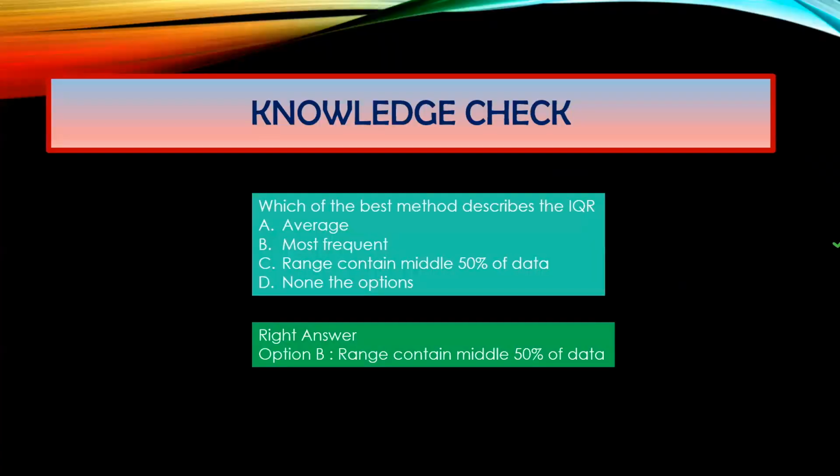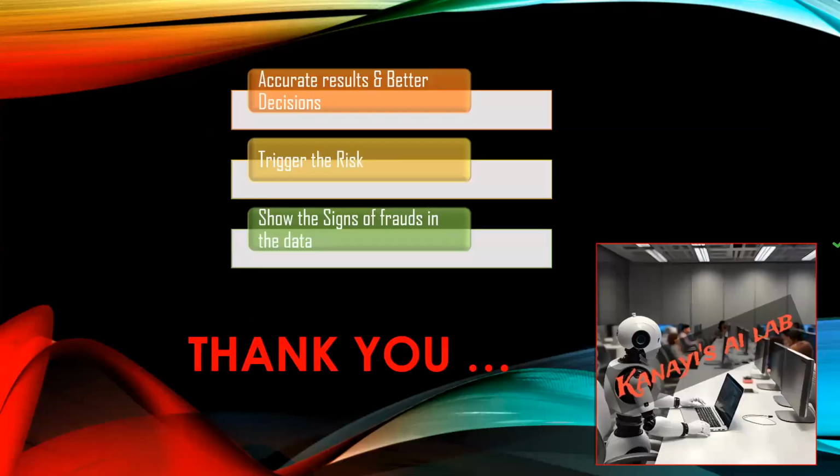So we will be taking a small summary now. The outlier finding and treatment are very crucial steps in data analysis. It helps more accurate results, which leads to a better decision. Also, it helps in finding unusual events that help to trigger the risk which needs to be controlled or managed. Also, it helps to show the sign of fraud in the data.